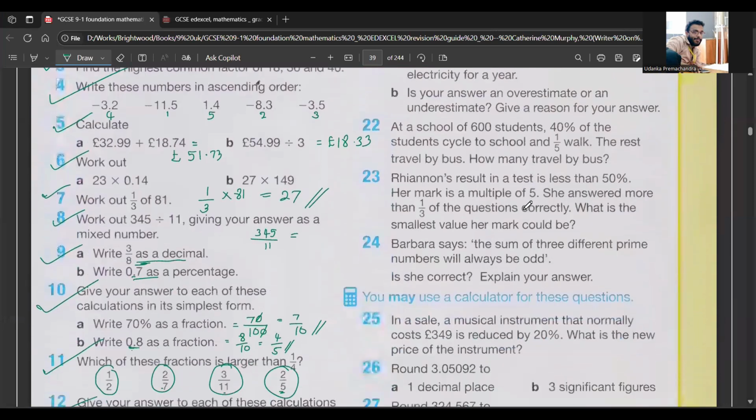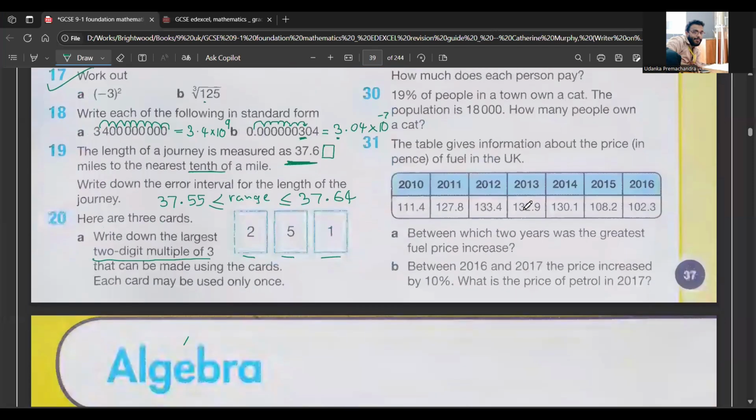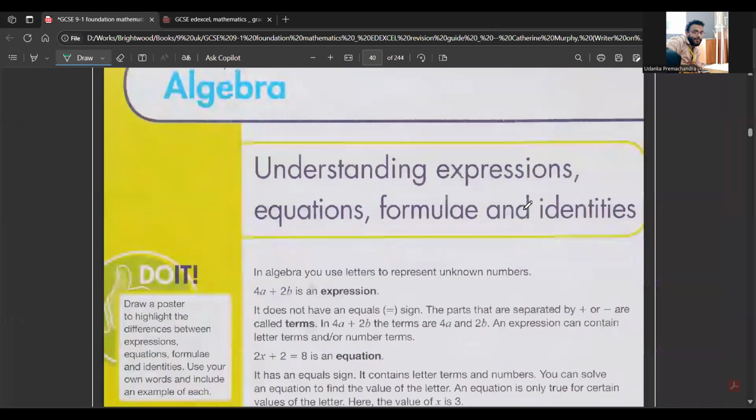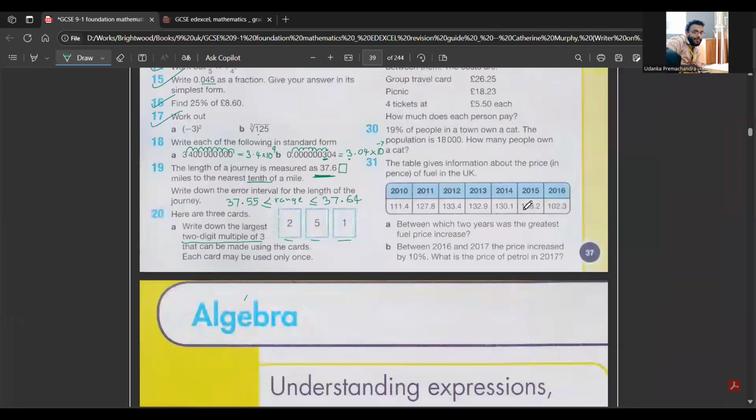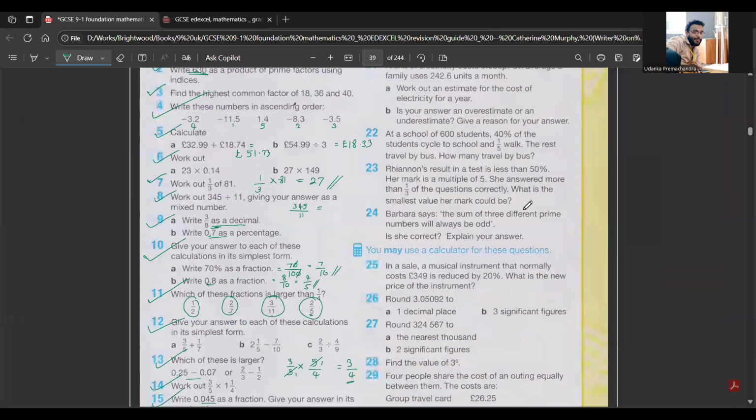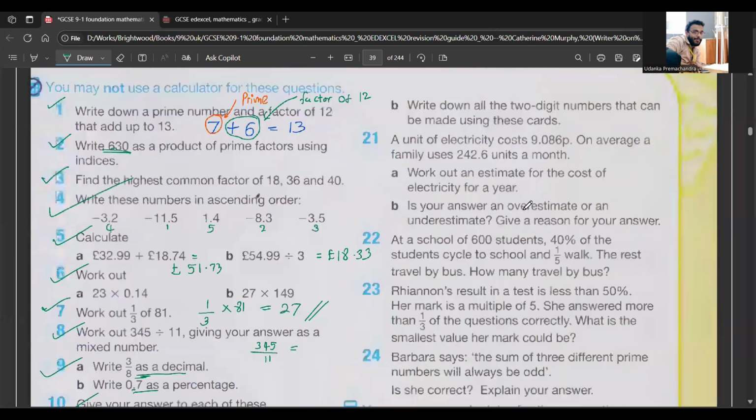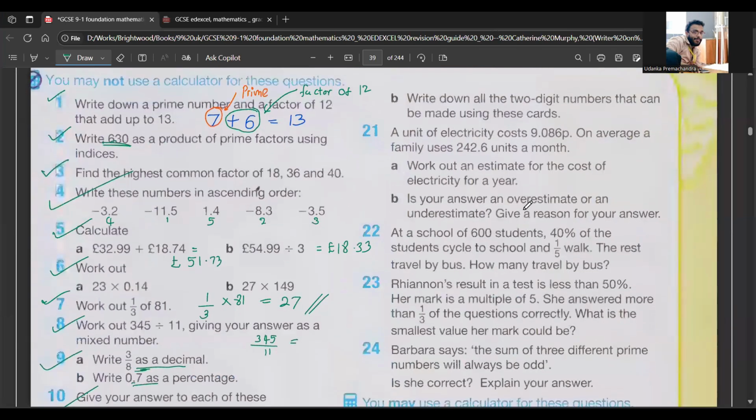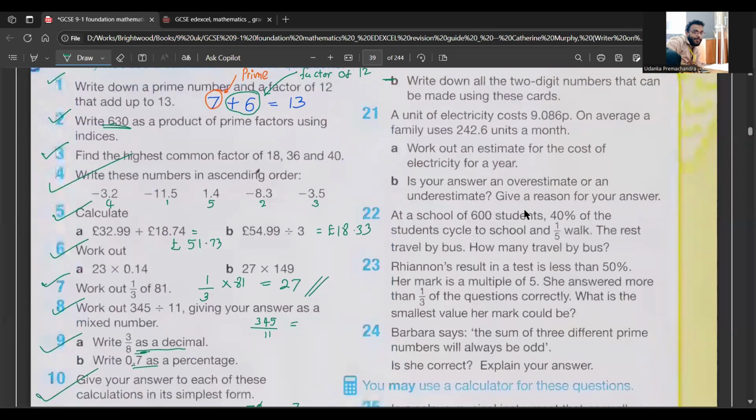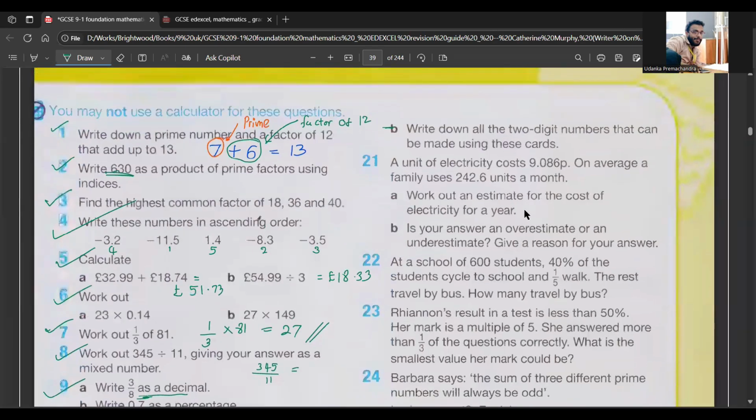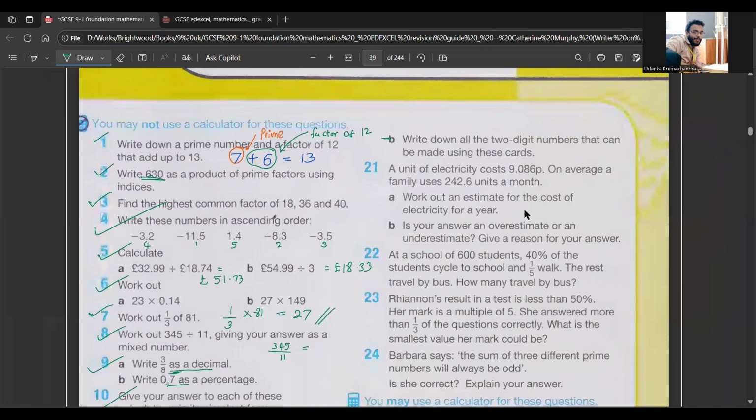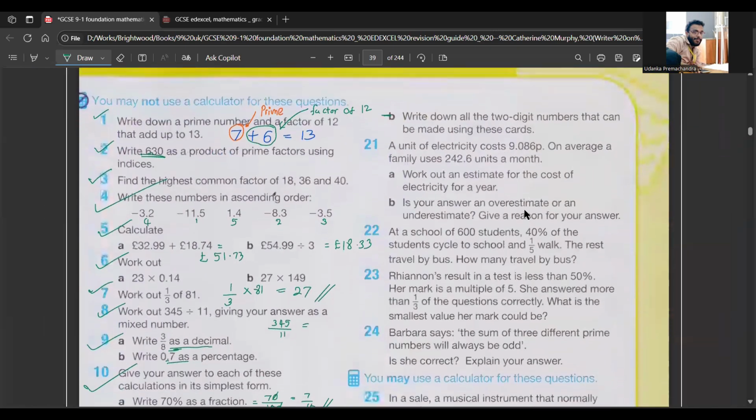You can do other questions later on. Okay. No, we will do them now. In the next day, we will start the new lesson. We will do these questions quickly. Go to 21 right now. 21, 22. Quickly do them.